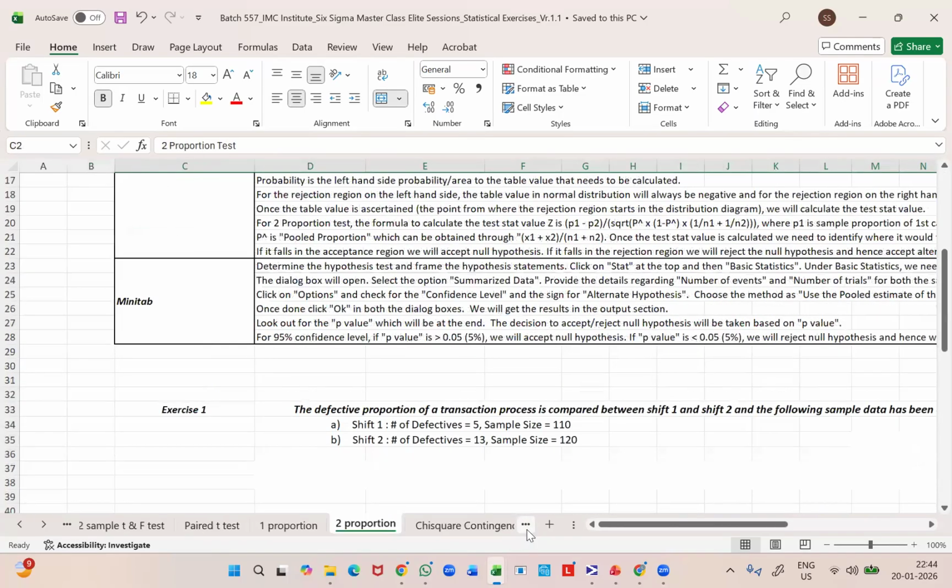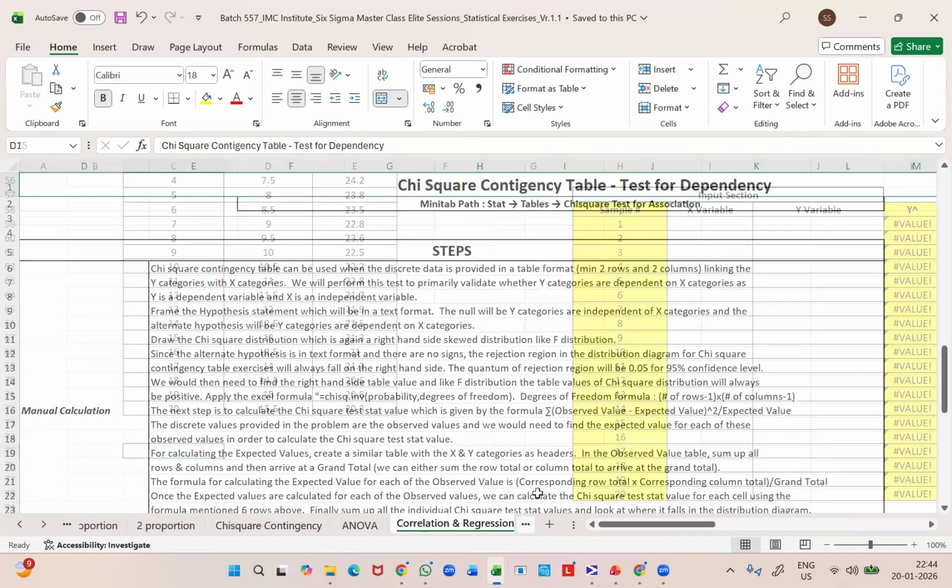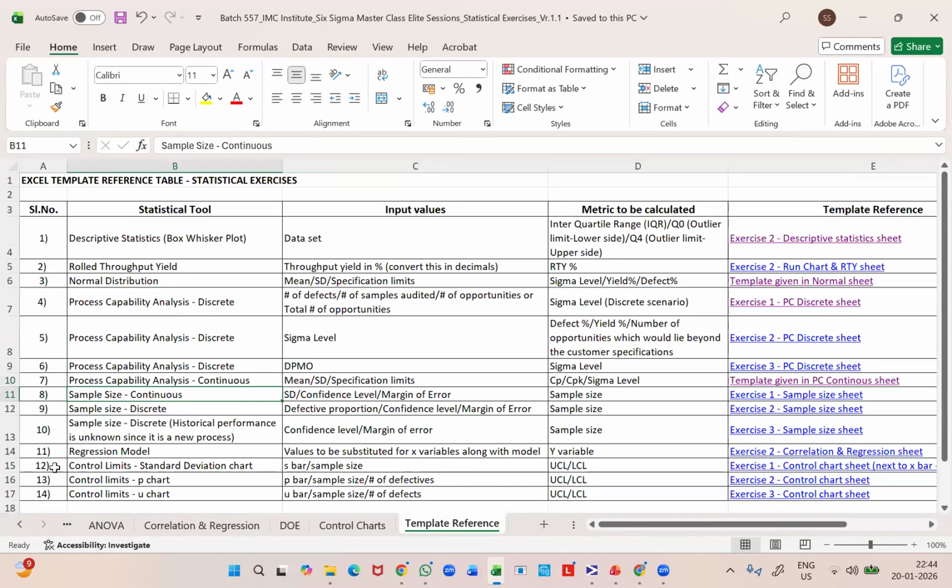Then going back to the template reference, right? You'll also be asked questions with regard to sample size determination. So sample size determination for a continuous data scenario. You will be provided with the standard deviation, which will be the historical performance metric provided for a continuous data scenario. And you'll also be provided with the confidence level and margin of error.